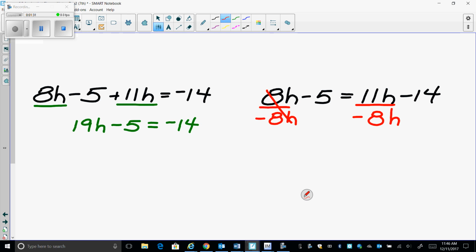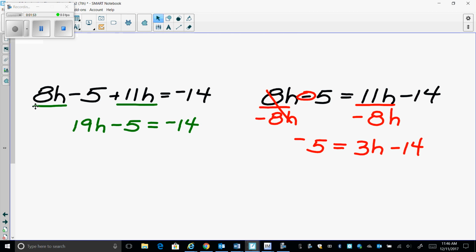Now for my next step, now that my 8h's are gone, I bring down my 5, and notice this minus sign in front of it. It doesn't just disappear. It comes down, and that becomes a negative 5. So I would have negative 5 equals 11h minus 8h gives me 3h, and then I also drop down the minus 14. Now this looks like a two-step equation.